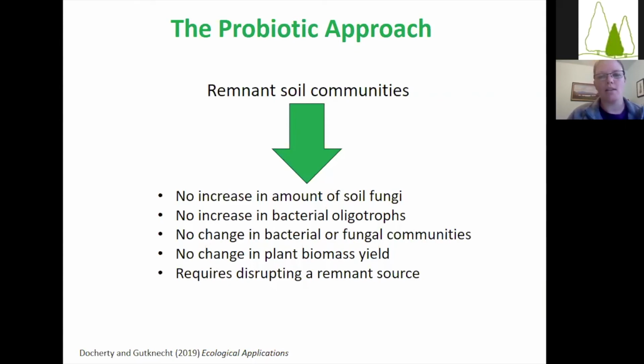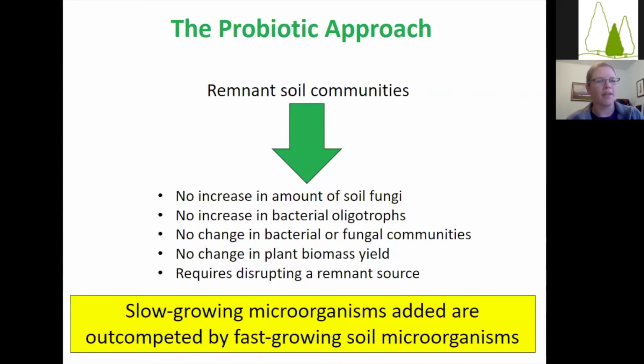So why didn't this help at all? This is an idea that's been floated a lot of times, either by land managers or in different research groups. We think that what might be happening, at least in our soils, is that slow-growing microorganisms, these oligotrophs that are added to the agricultural soil, are rapidly outcompeted by fast-growing soil microorganisms that are already present in the soil, the copiotrophs.